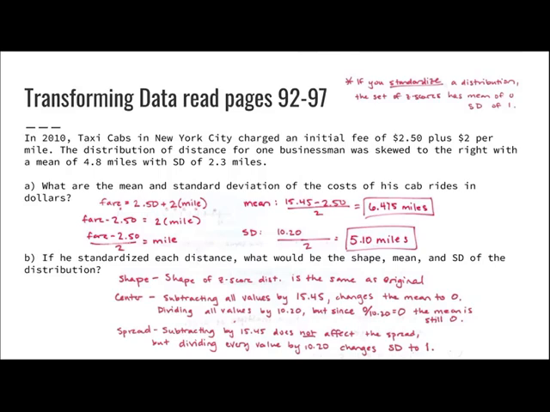If you standardize a distribution, the set of z-scores has a mean of 0 and a standard deviation of 1.